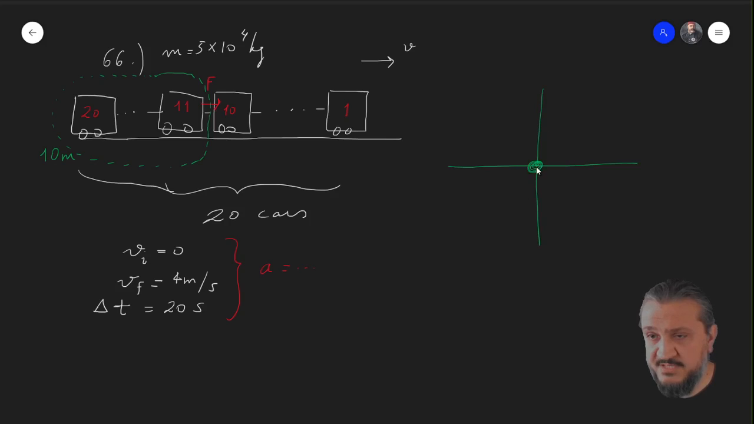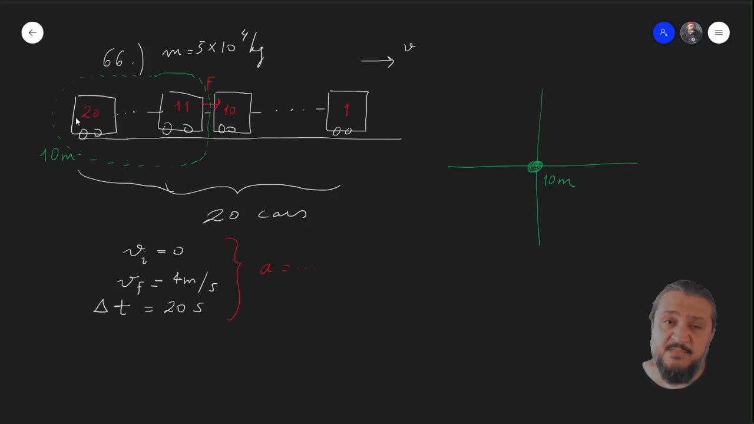I have this object now, which represents those 10 cars on the left. I'm just going to write 10m here. Now the reason I do it is I know there is nothing behind the 20th. That's the last car.